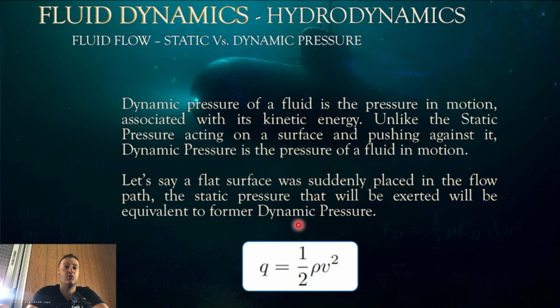Q is equal to 1/2 rho v squared. So v here is the velocity of the moving fluid. So it is close to the formula of kinetic energy, by the way. So Q equals 1/2 rho v squared, where rho is the density of the fluid.